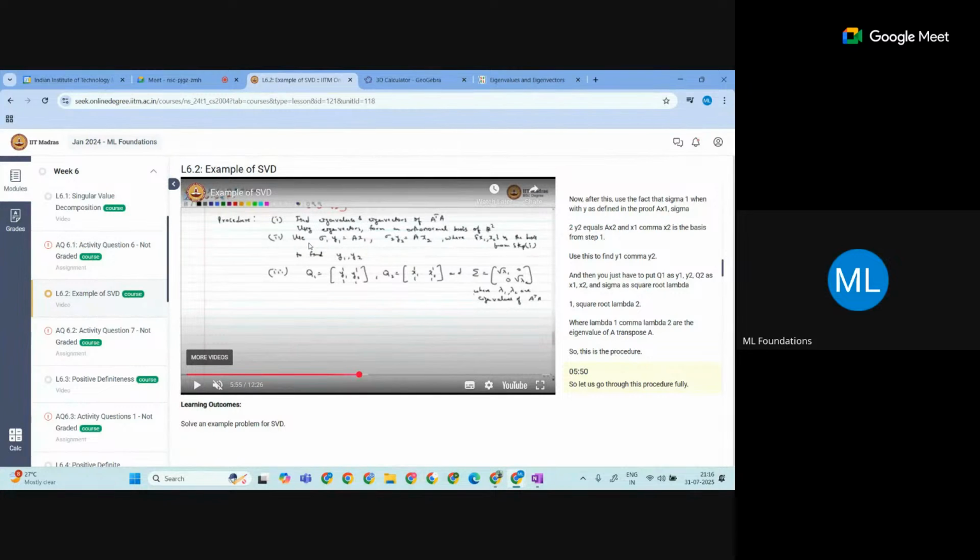Now use sigma y equals A x, where x1, x2 is the basis we already got. This x1 is the orthonormal basis, to find y1 and y2. So the matrix of eigenvectors will be Q1. Matrix of eigenvectors.